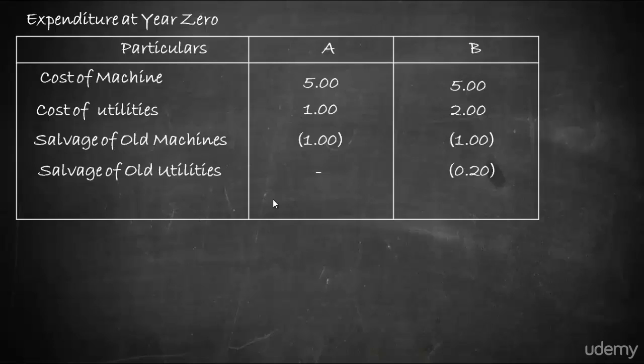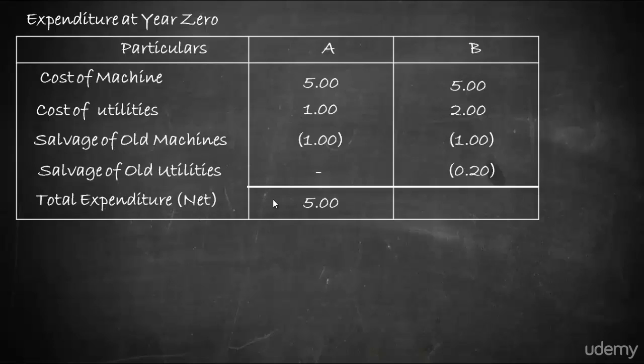So this is the initial cost. For mission A, it's going to be an outflow of 6 lakh and an inflow of 1 lakh, so net of it is 5 lakh. For mission B, it's an outflow of 7 lakh and an inflow of 1 lakh 20,000, so it is net of 5 lakh 80,000. So we have found the initial cash flow.